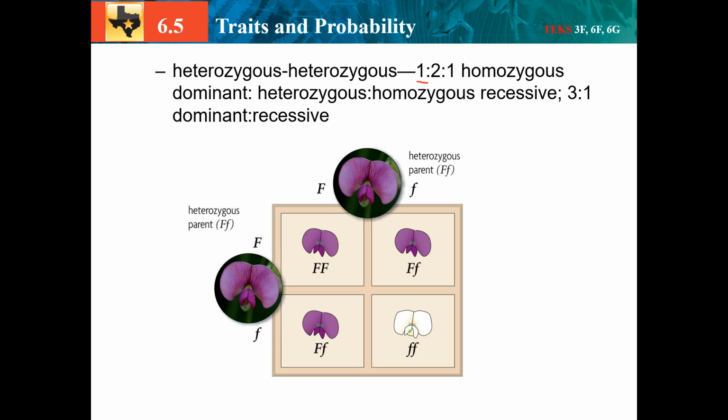So you took the heterozygous parents, and you created a 1:2:1 ratio of the genotypes, meaning one big F, big F for every two big F, little f heterozygotes for every one little f, little f homozygous recessive. And then the phenotype ratio here is going to be 3-to-1, dominant to recessive, because you have 3 of the dominant phenotypes for every 1 of the recessive phenotype.